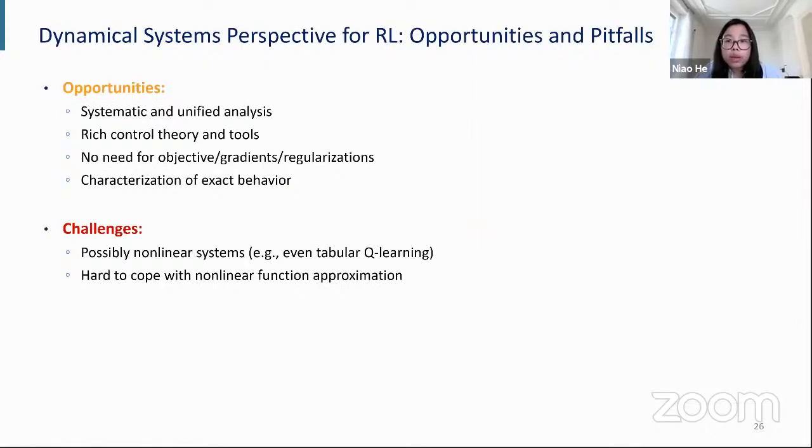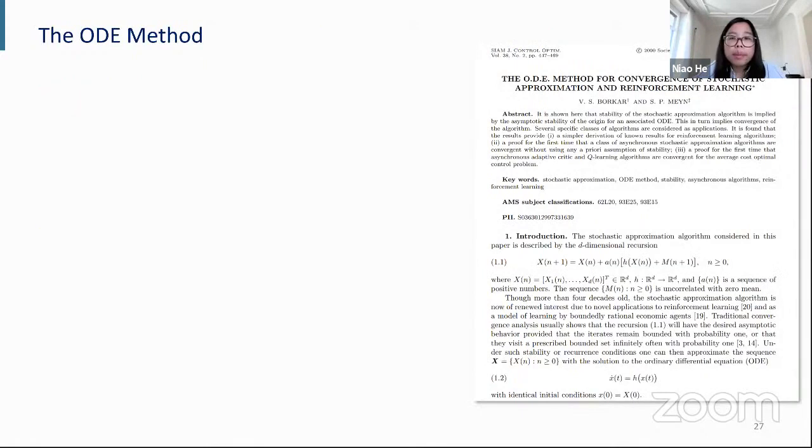And now let's just see how we can actually leverage a unified ODE analysis to derive the convergence analysis for a wide spectrum of reinforcement learning algorithms based on existing control theory. So the ODE method was initially introduced by Borkar and Meyn in this very seminal work. And although it has more than 20 years of history, I still find it quite enlightening.